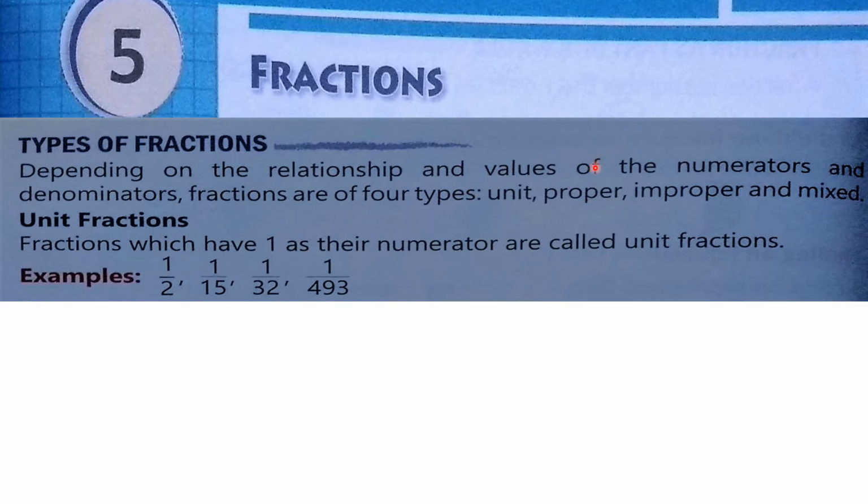So what is unit fraction? Fractions which have 1 as a numerator are called unit fractions. As you can see in this example, the numerator is everywhere 1. Whatever the denominator is doesn't matter, but we have to see the numerator. If the numerator is 1, that means these fractions are unit fractions. Keep in mind, if the numerator is 1 and whatever the denominator, not 0, the fraction is unit. Got it?